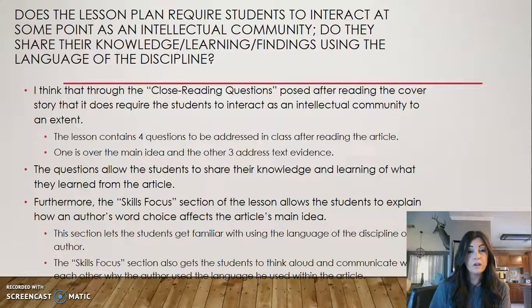The skills focus section of the lesson allowed the students to explain how an author's word choice affects the author's main idea. This section lets the student get familiar with using the language of the discipline of an author or writer, and the skills focus section also gets the students to think aloud and communicate with each other, asking why the author used the language he used within the article.